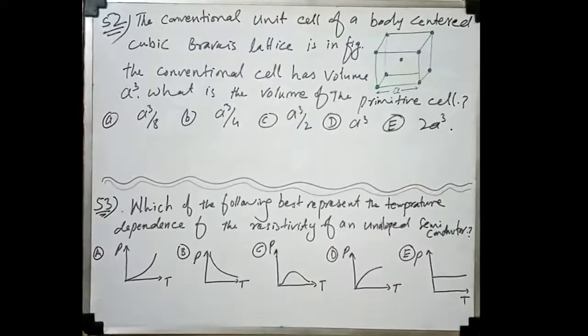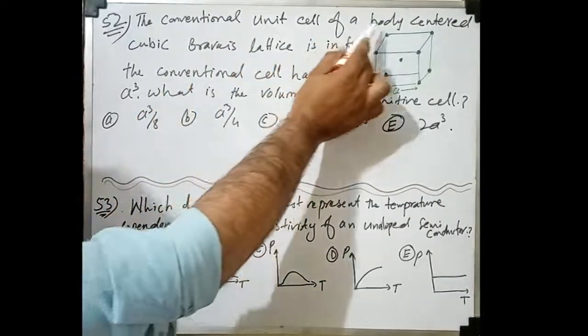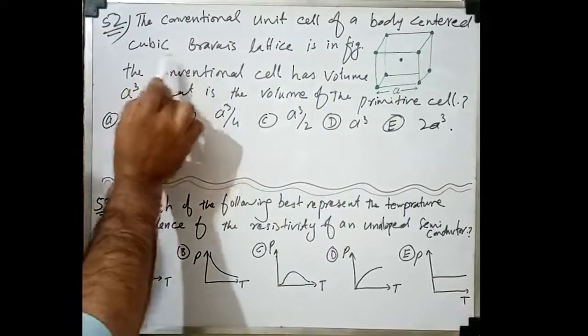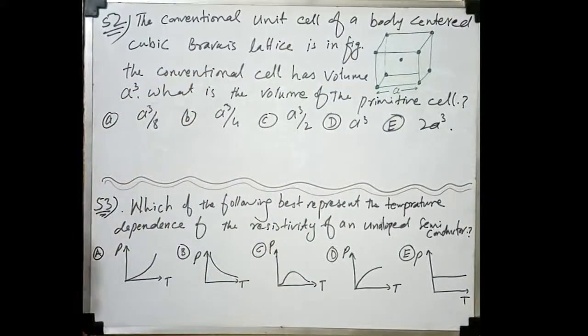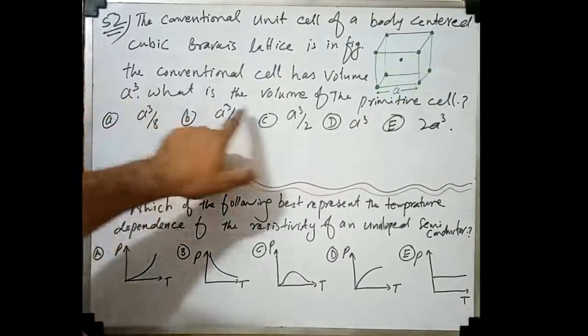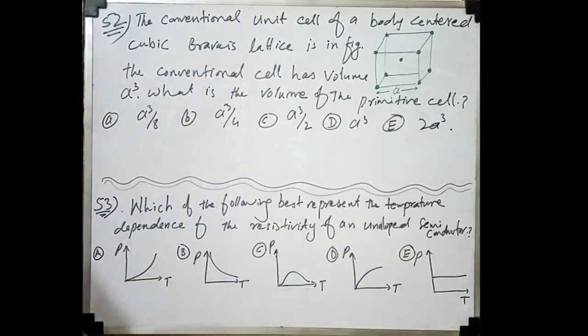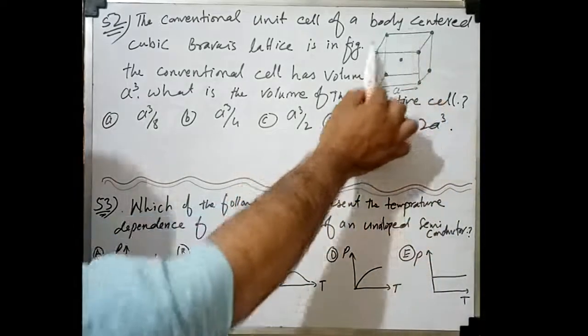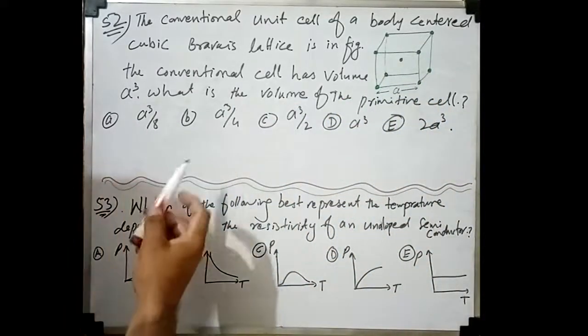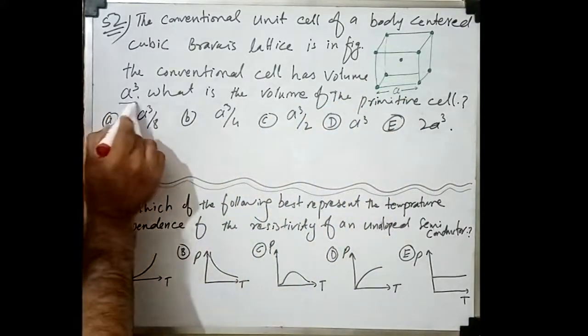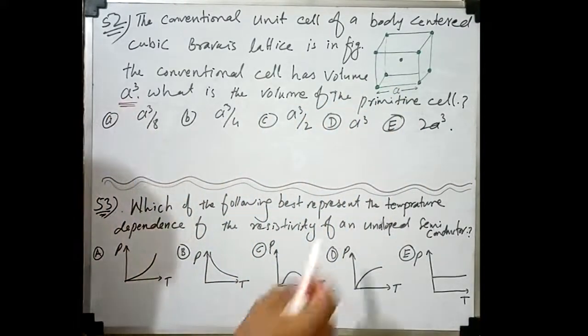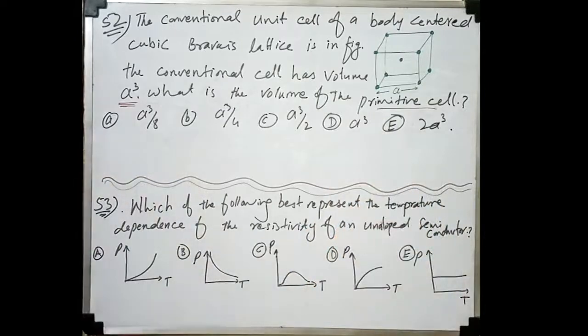Next, problem 52. The conventional unit cell of a body centered cubic Bravais lattice is shown in the figure. The conventional cell has volume A cube. What is the volume of the primitive cell? We have a body centered cubic cell here, and it is given that its volume is A cube. We have to find the primitive unit cell volume.